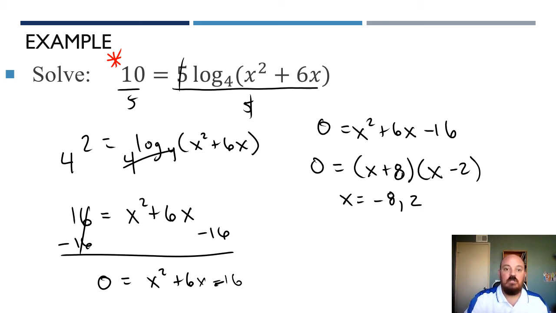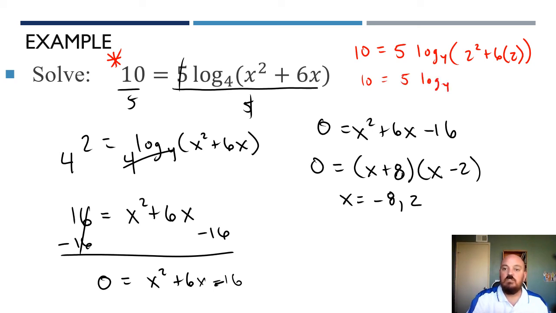So if I plugged in 2, I would have 10 equals 5 times the log base 4 of 2 squared plus 6 times 2. And that would be, let's see, 4 plus 12 is 16. The log base 4 of 16 is 2, because remember, logs are asking 4 to what power is 16. So I get 10 equals 5 times 2, and that looks fine. Yeah, that one works. So the 2 definitely works.